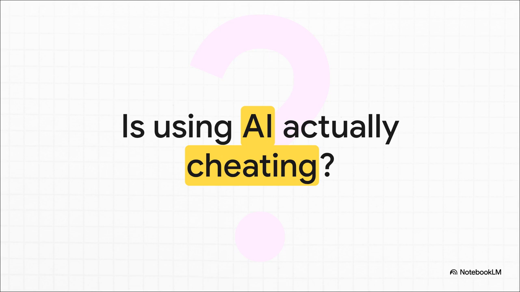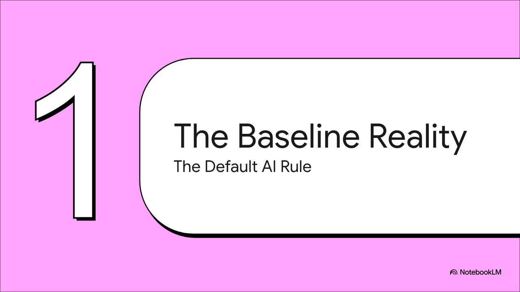This tech is just so incredibly powerful that those old-school rules just don't really seem to fit anymore. But the good news is, our source material strips away all that anxiety. It gives us this super simple, really memorable mental model for academic integrity. It's not about being terrified of the tech, it's all about understanding the framework. So let's start with Section 1, the baseline reality, or the default AI rule.